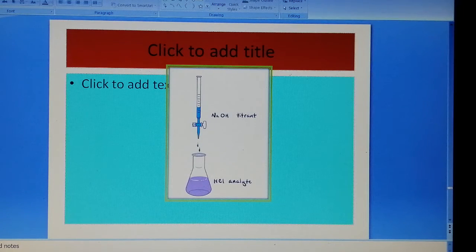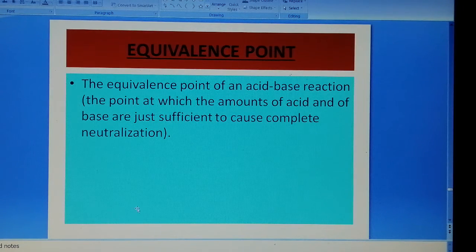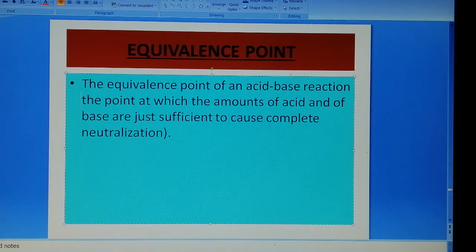To understand these titration curves, we have to know what the equivalence point is. The equivalence point of an acid-base reaction is the point at which the amounts of acid and base are just sufficient to cause complete neutralization. This is very important. At the equivalence point, the concentration of H+ will be equal to the concentration of OH-. Complete neutralization takes place.